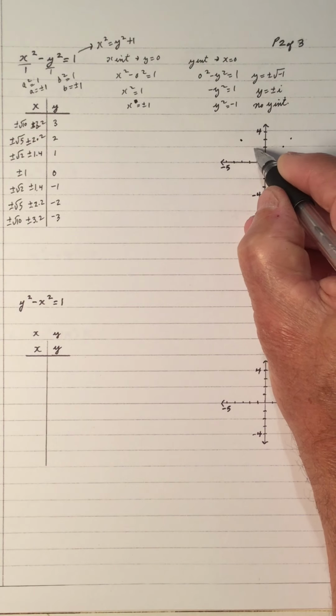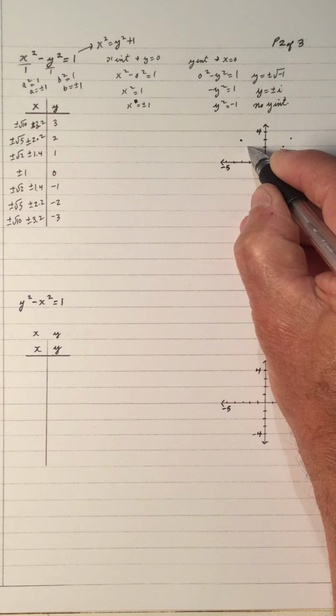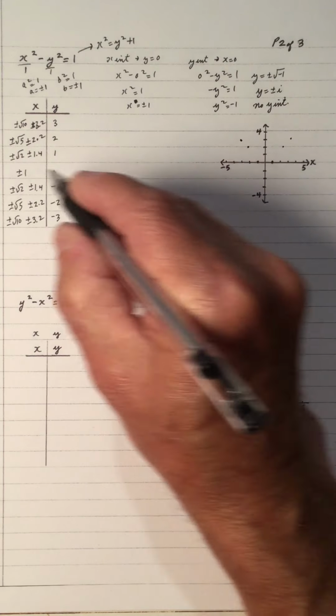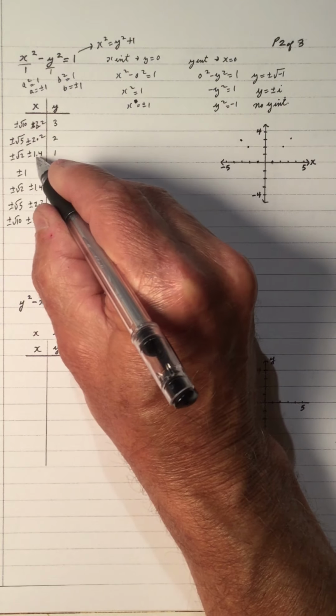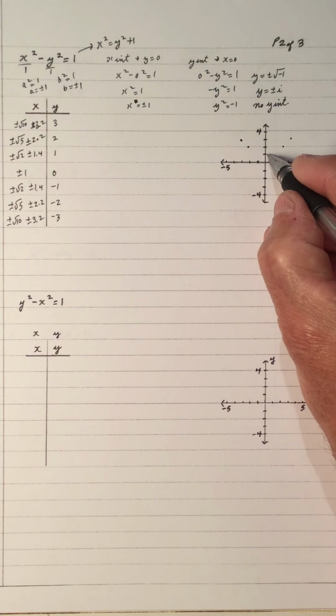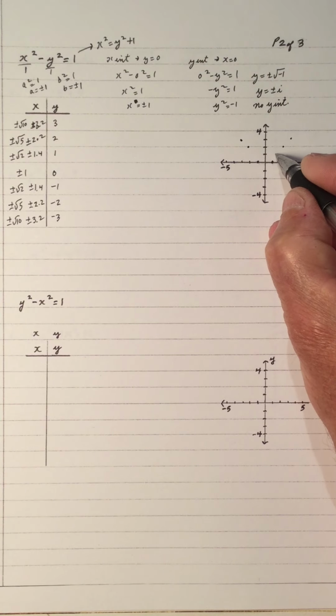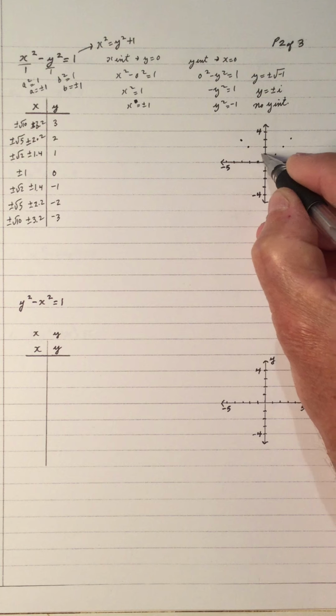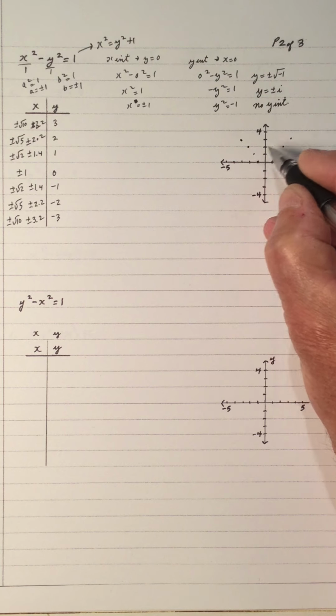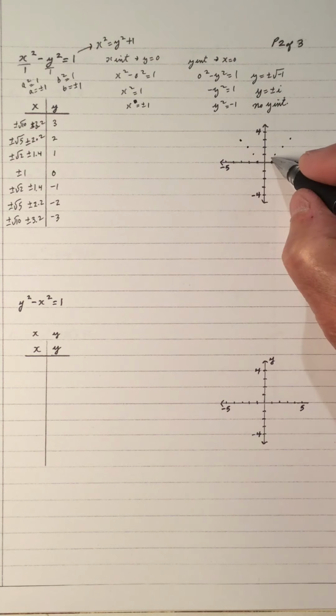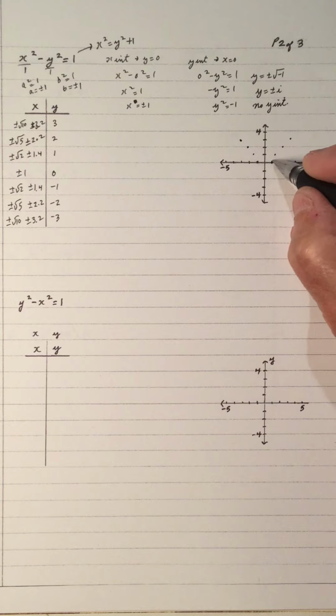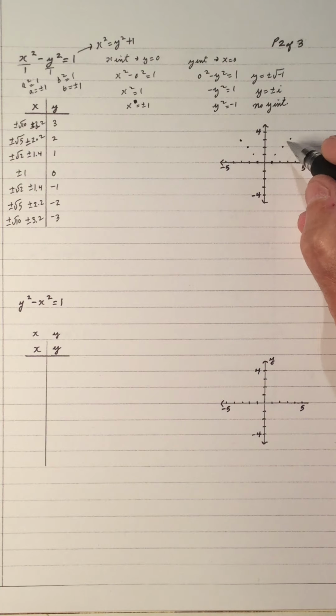Y is 2, x is negative 2.2, which is right here. And when y is 1, x is 1.4, that's right there, and x is negative 1.4. So you can see if the x-intercept is 1, this is not a line. It's shaping up to be a curve.